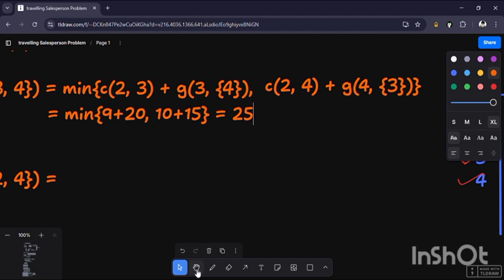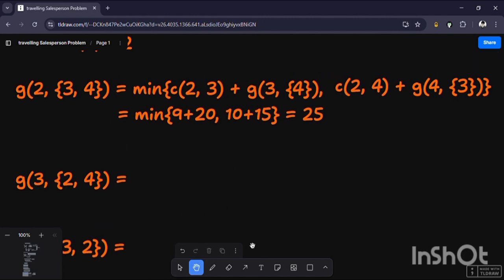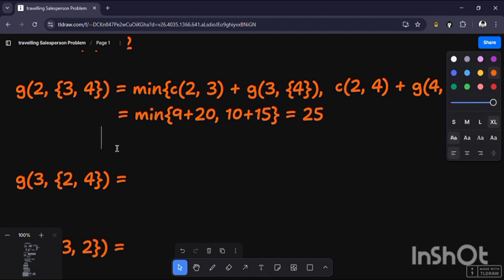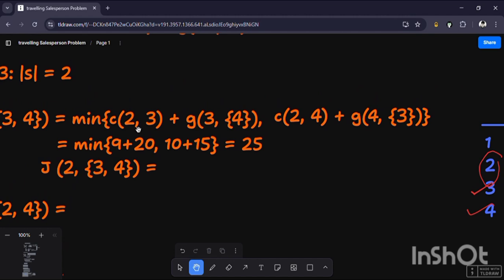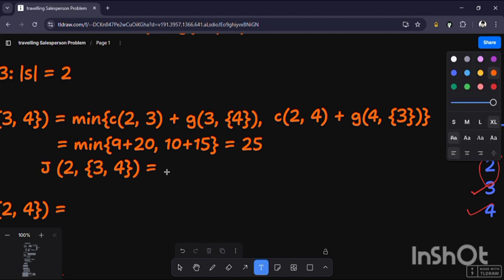And for the construction of the path, I will write the parameter value j, and j of 2 comma 3 comma 4. This will be equal to, for what k value, this is minimum, right? This is 9 plus 20, this is 10 plus 20, this is minimum. So this has come from this. So what is the k value? This is 4, right? So this will be equal to 4.